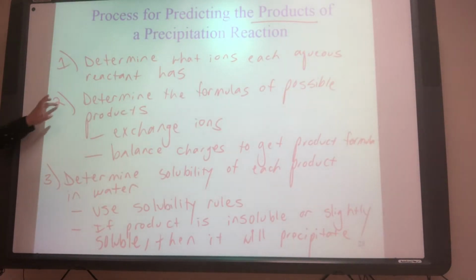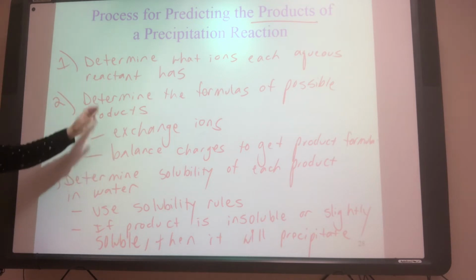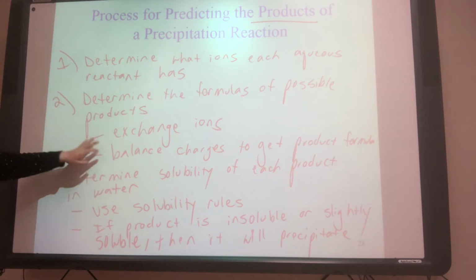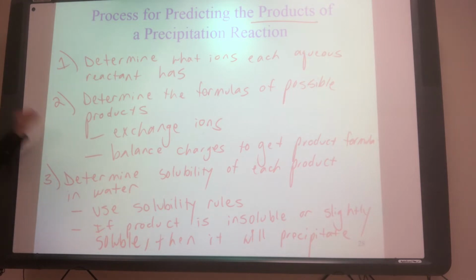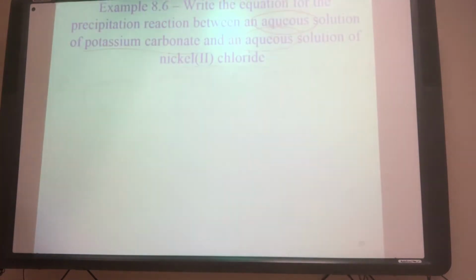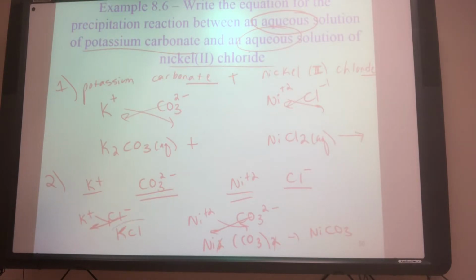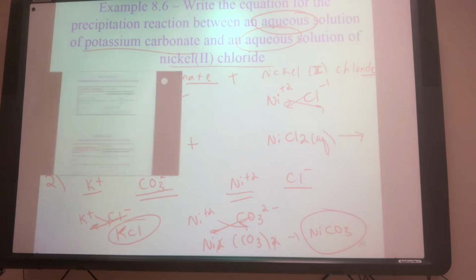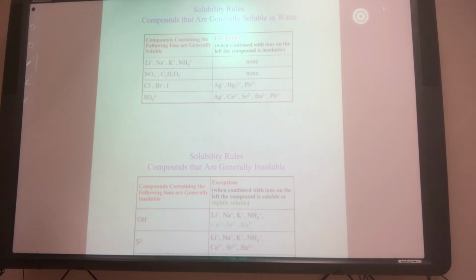So now I have my formulas for my products. We've determined the formulas of the possible products by exchanging the ions and then crossing down the charges to get the actual formulas. So now we want to determine the solubility. I want to know, well, what is the state of this one and what is the state of that one? To do this, I have to use my solubility rules. So I want to pull up my rules, and the first one was KCl.